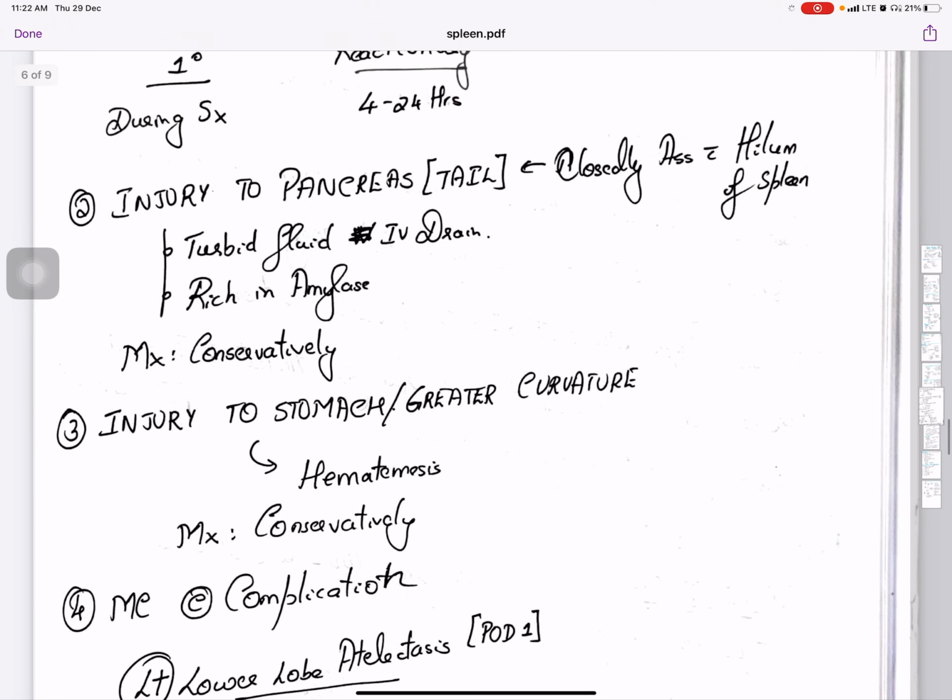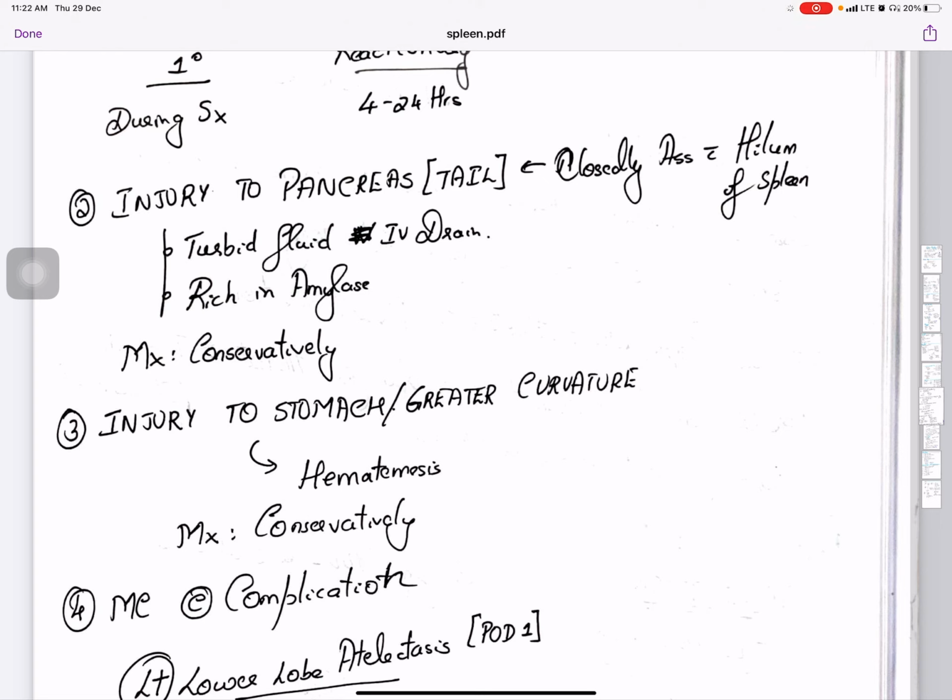Next we go to injury to stomach and bowel, or greater curvature of stomach. To avoid this, use careful dissection techniques and avoid short gastric artery ligature too close to stomach. Injury to stomach is repaired in 2 layers. The lower pole is also repaired in a similar manner. Injury to bowel can present as hematemesis, and this also needs to be managed conservatively.